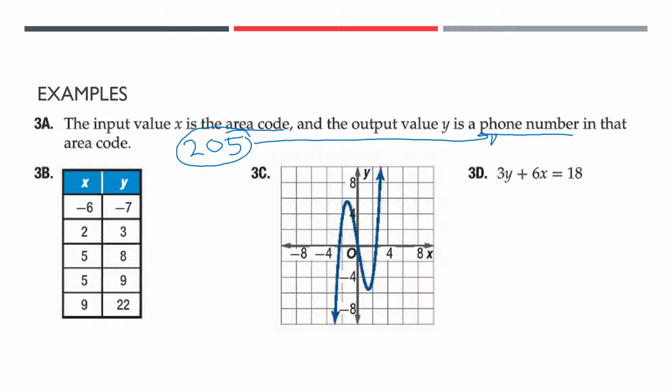Now, if it was the other way and I gave a phone number and it gave me what the area code was, that would be a function because there's only one area code for a phone number, even though multiple phone numbers will match to the same area code. But the way that it is written is not a function. So this one is not a function.